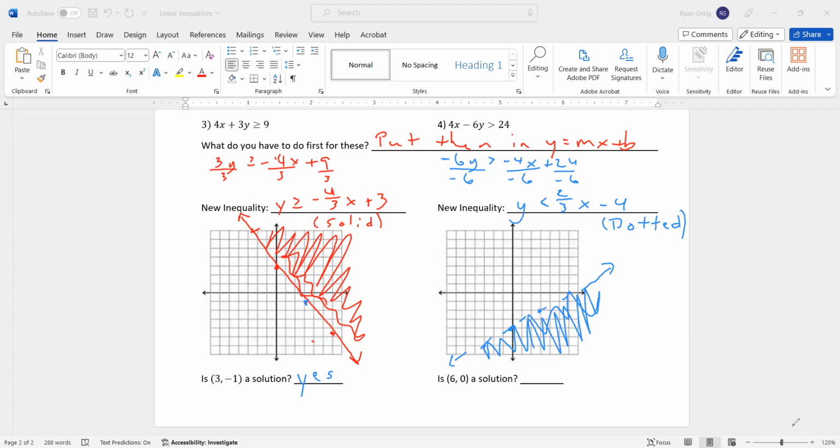Is 6, 0 a solution? Again, that's on the line. In this case, because it's on the dotted line, it is not a solution. If it was on the line with a solid line, it would be a solution, like number 3.